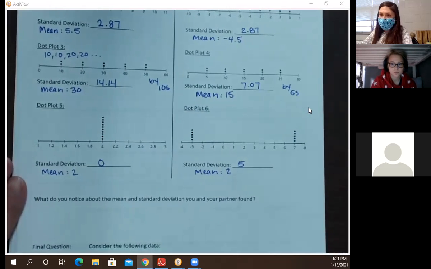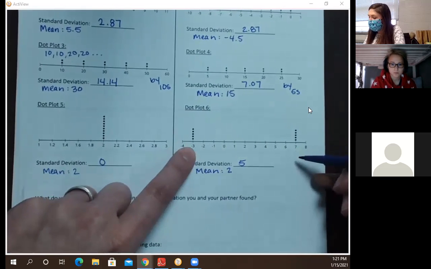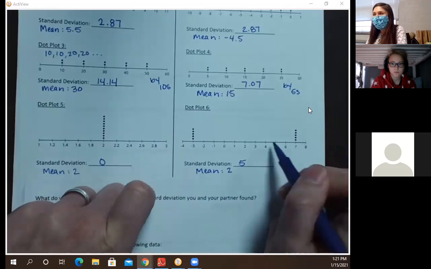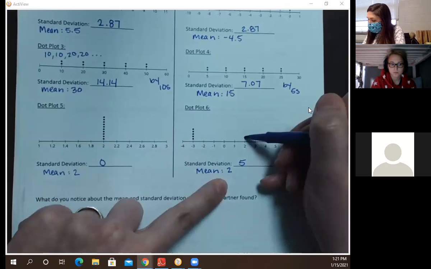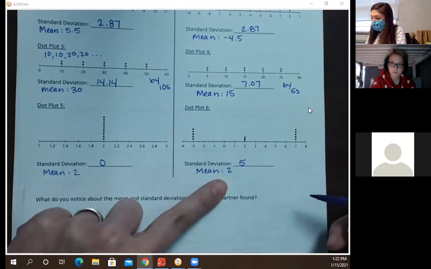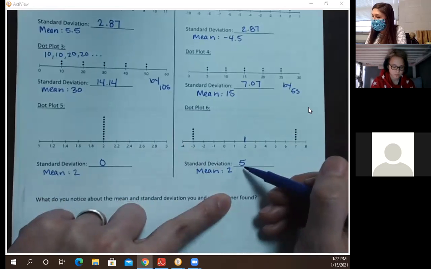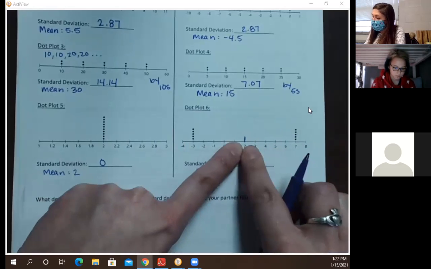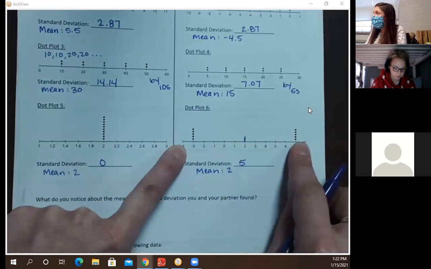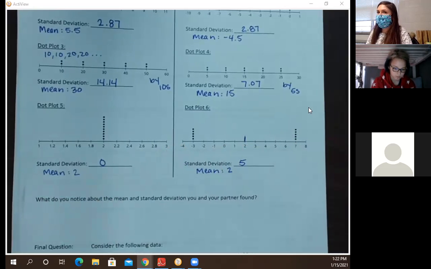On the exact opposite end of the spectrum, my values are all either the minimum or the maximum. There is nothing in between. So my mean here is 2, right? That middle value. My average of these would be 2, but my standard deviation is really big because if I'm measuring how far everything is spread from the mean, nothing's at the mean. It's all spread as far as it can be from there. So I have a really big standard deviation here. Questions for me so far?